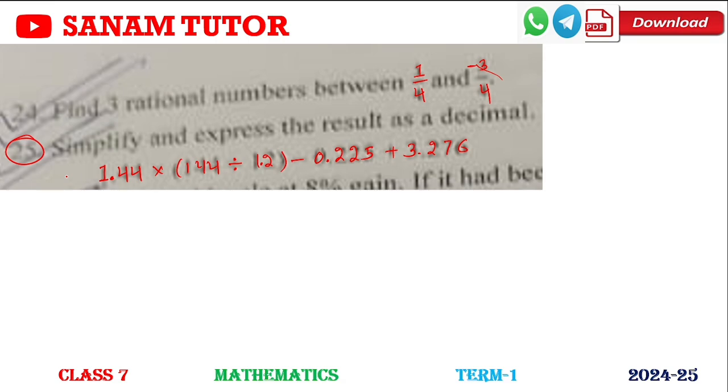Find the 3 rational numbers between 1 by 4 and minus 3 by 4. This type of question we have already covered. Yes or no? So how to solve?